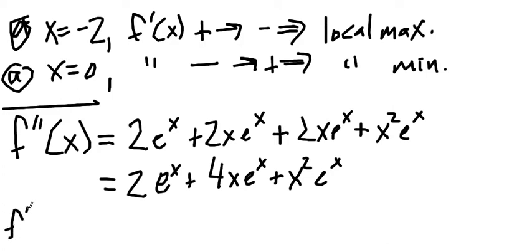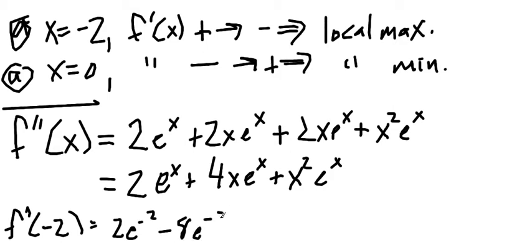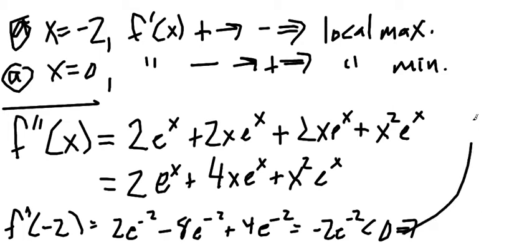F double prime of negative 2 is equal to 2e to the negative 2 minus 8e to the negative 2 plus 4e to the negative 2, which, when you add it all together, is negative 2e to the negative 2. Since e to any power is positive, this is negative. Remember, the second derivative test says if the first derivative is 0 and the second derivative is negative, then we have a local maximum, which agrees with what we had before.